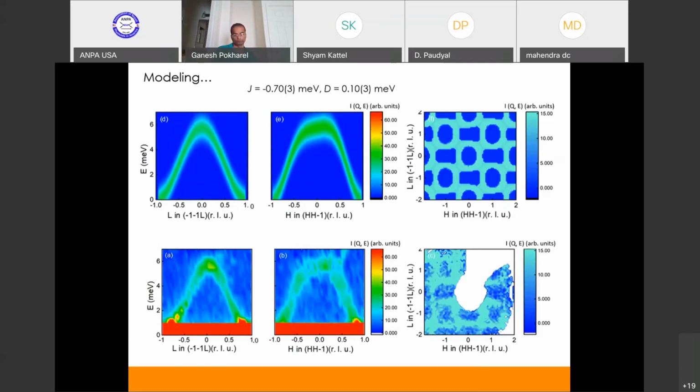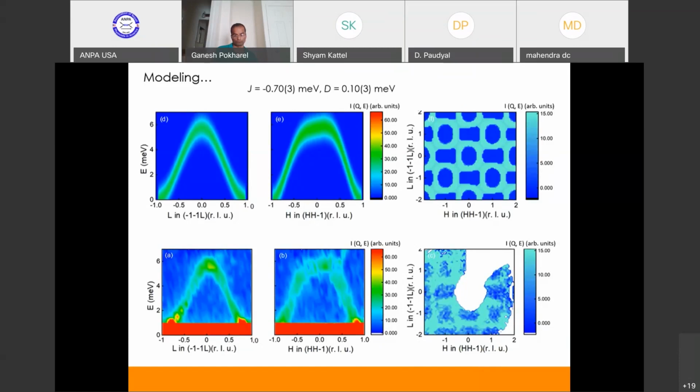The spin waves obtained from the model have the same energy scale, and the features are very close, meaning that the model is capable of reproducing the spin excitation spectrum. Based on these simulations, we observed the nearest neighbor exchange coupling around 0.7 meV, which is strongly ferromagnetic, and the DM interaction is around 0.1 meV, meaning that the DM interaction is around 15% of the nearest neighbor exchange interaction in this material.